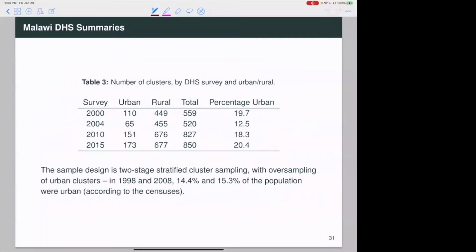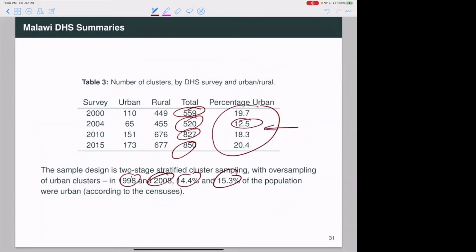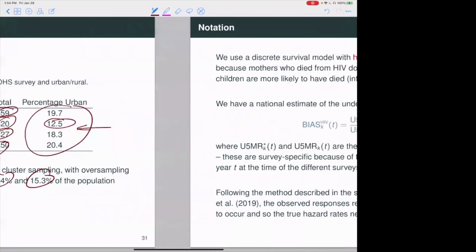This just gives you some idea of these 4 surveys the DHS did in Malawi. So this is the total number of clusters, roughly 500, 500, 800, 800 over these 4 surveys. This is the percentage that were urban. So in the 2 censuses, 98 and 2008, around 15% of the population was characterized as urban, but you see this oversampling in all but 1. In 2004, for some reason, they undersampled, but the other 3, they oversampled. So we want to have survey-specific adjustments for urban rural. So that's what we do.